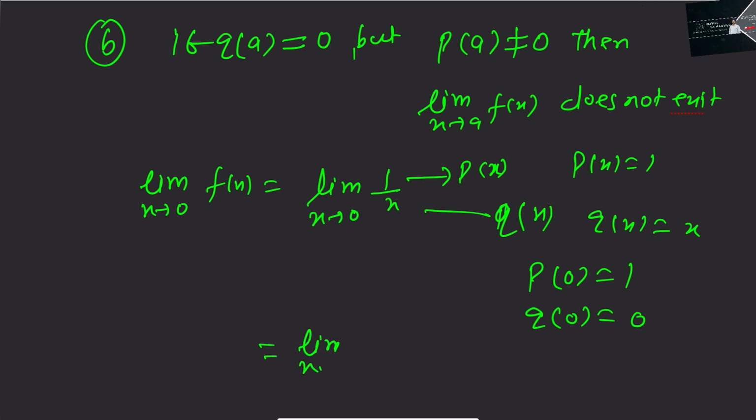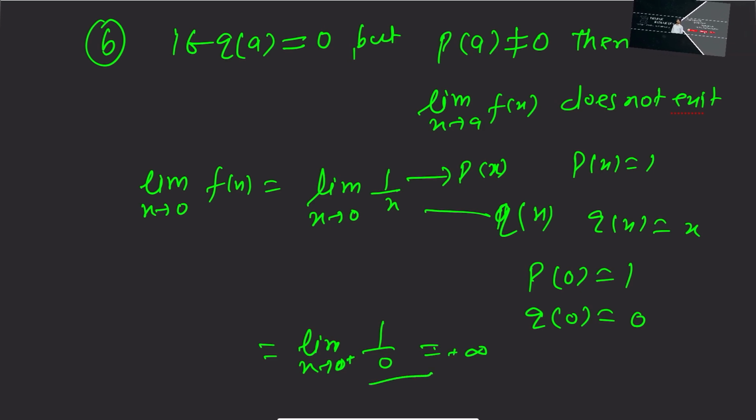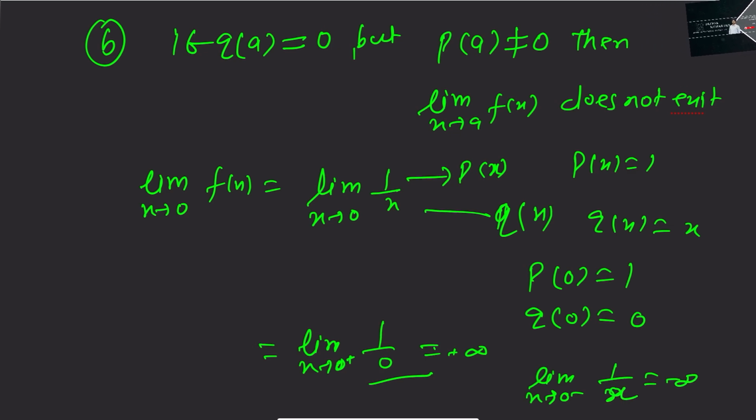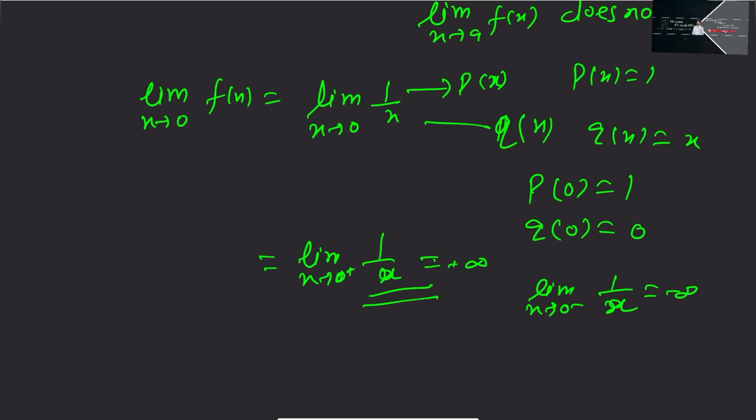Limit x goes to 0, if you put 1 by 0, which is going to be infinity. So when we consider x to be positive, we have plus infinity, and limit x goes to 0 minus, then we have 1 by 0 which is equal to minus infinity. So here let me write down x, only x. I'll tell you why I'm writing like this.